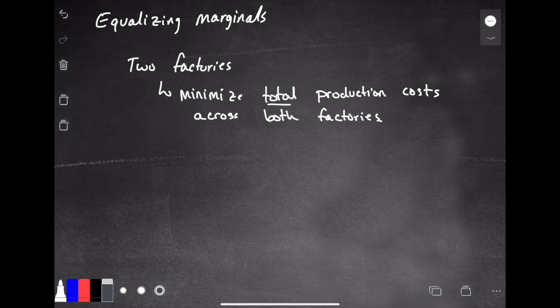This is why sometimes businesses will expand production in one area even though the average cost of production is higher there. It's not the average that matters. It's the marginal that matters when you're actually trying to either maximize revenue or minimize costs.